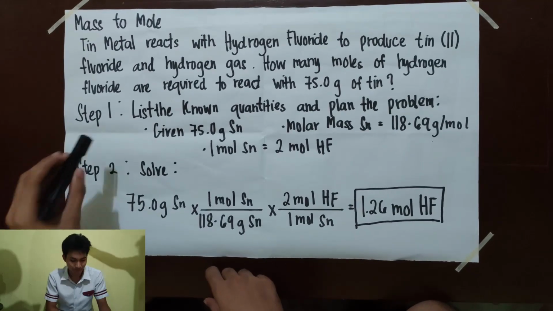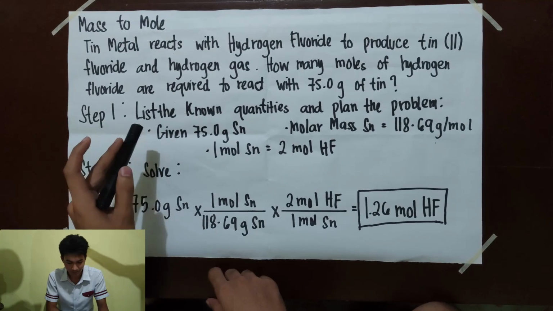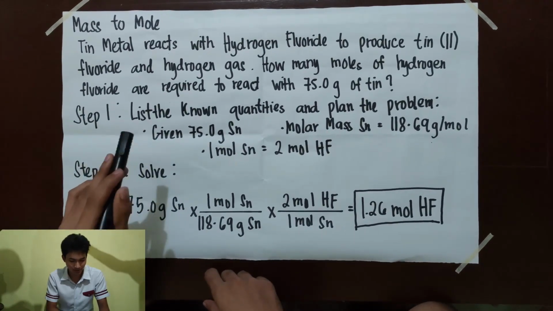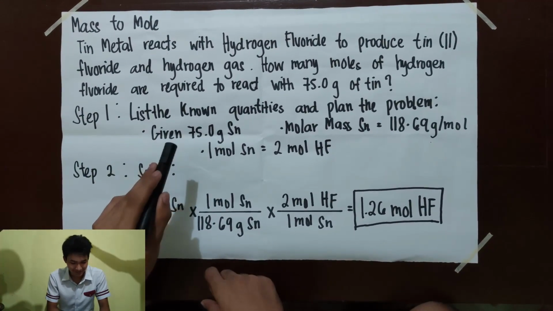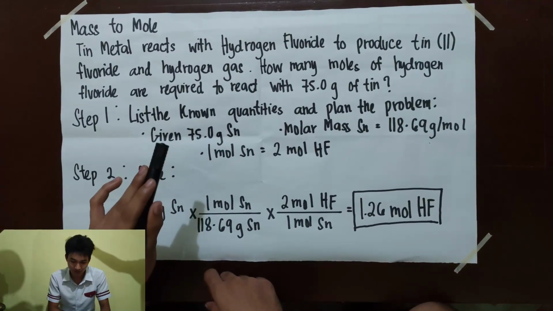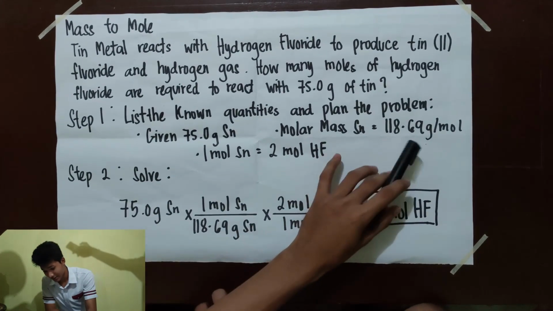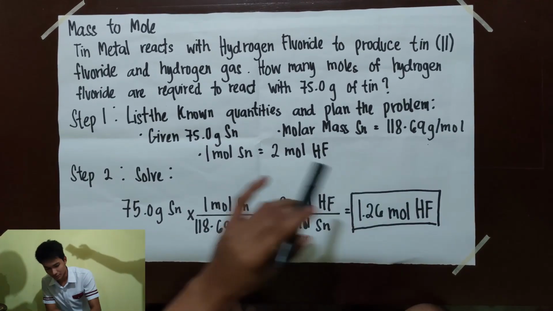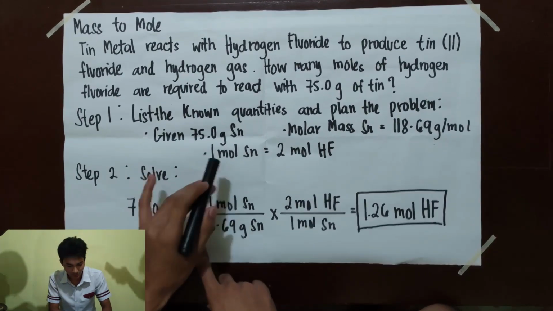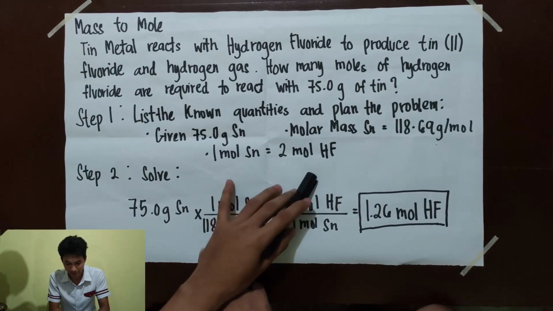And the first step is to list the known quantities and plan the problem. As the given here, 75.0 grams of tin, and the molar mass of tin is equivalent to 118.69 grams per mole. And it has 1 mole of tin equivalent to 2 moles of hydrogen chloride.